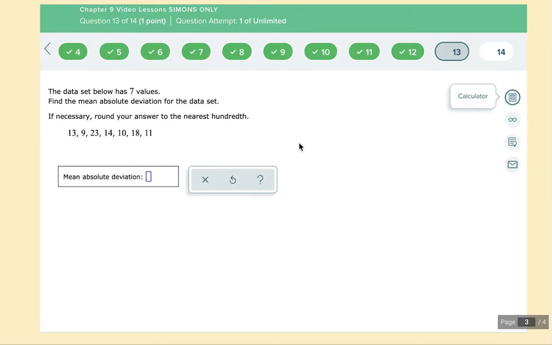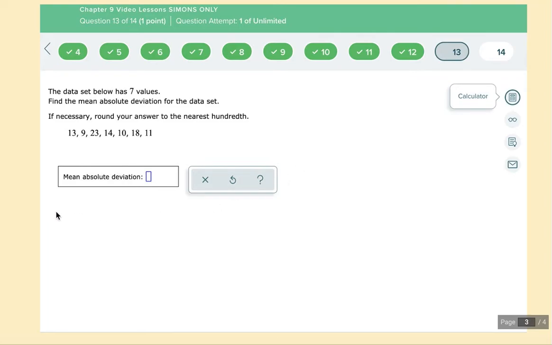In this data set, we have 7 values. We're going to find the mean absolute deviation. In other words, the average distance each number is from the mean, the average for this whole data set. If you look at the range of numbers, 23 is our highest, 9 is our lowest. So it's very possible we could have a number about 5 or 6 for our mean absolute deviation. We're going to start by finding the mean.